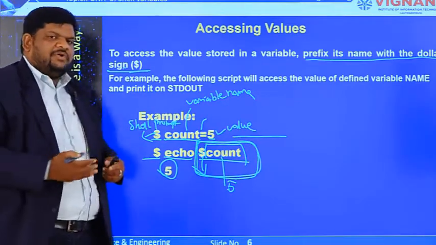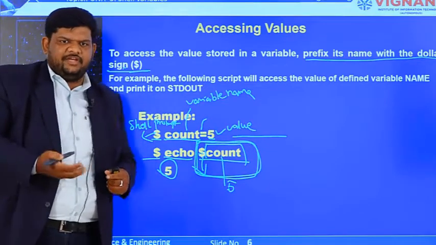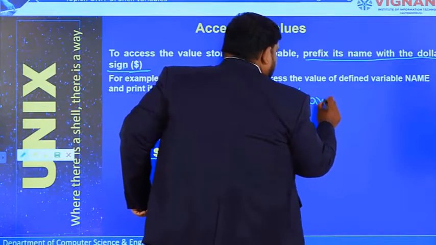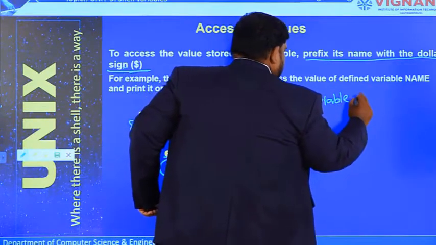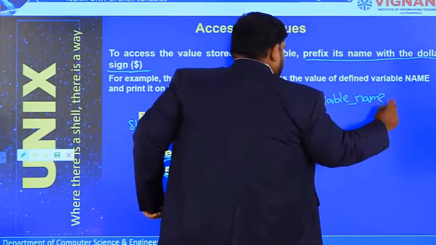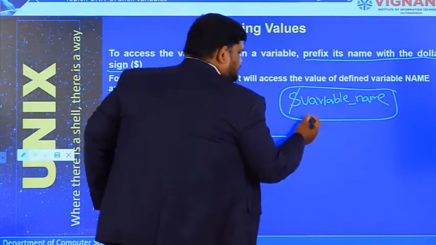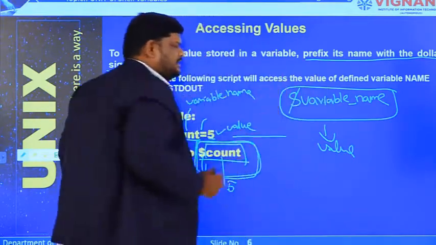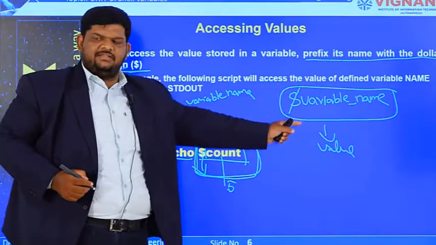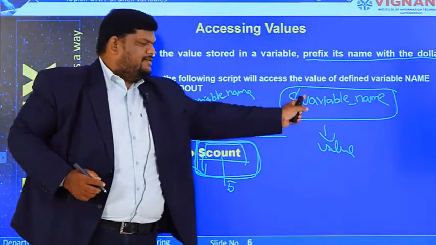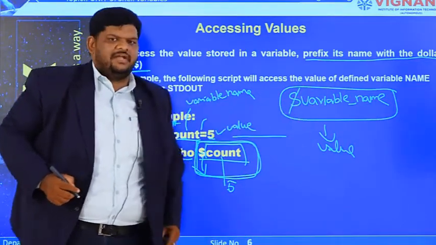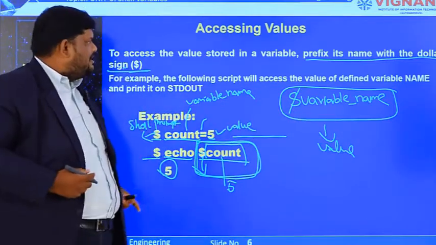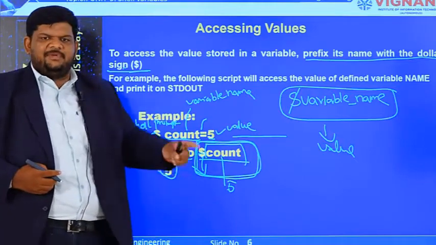That means if you want to access the value present in a variable, we have to write the syntax dollar sign and variable name. The value that is present in the variable will replace this syntax. So this indicates dollar variable name. Without any space, we write the dollar sign and then the variable name. With the help of this dollar sign we access the value that is present in that variable.